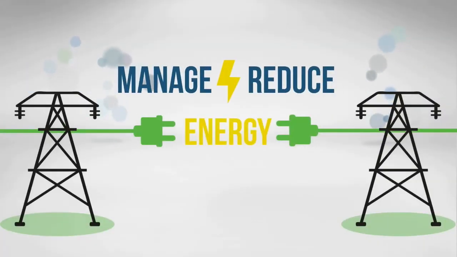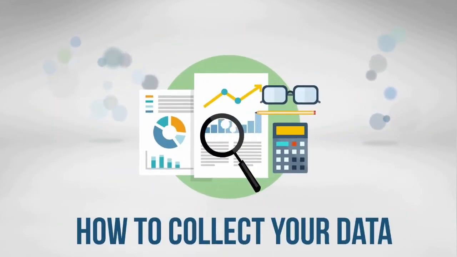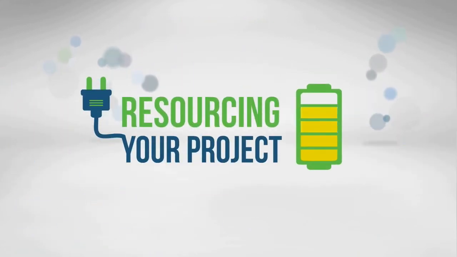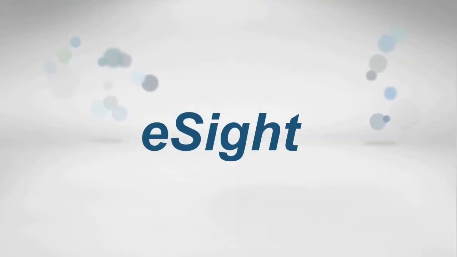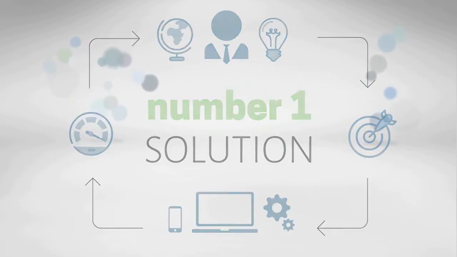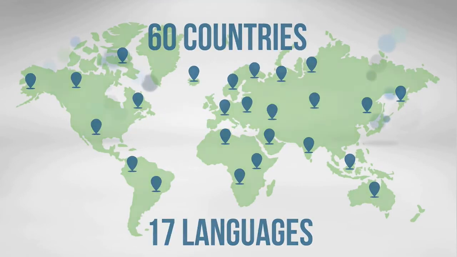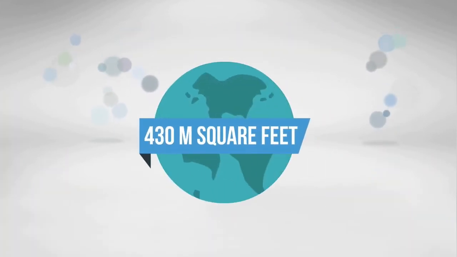Thanks. So you're looking to manage and reduce energy. You may already know you have some complex problems to solve, such as how to collect your data, how to effectively use the data you have, resourcing your project, and how to deliver actionable information to personnel of all levels. You've come to the right place. eSite is the #1 global energy management solution. Over 25,000 people in 60 countries and 17 languages trust eSite to manage energy in 100,000 buildings representing approximately 430 million square feet of property worldwide.